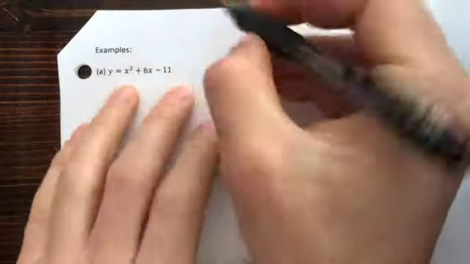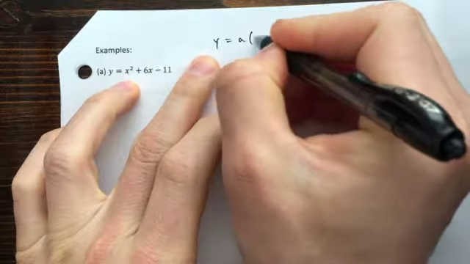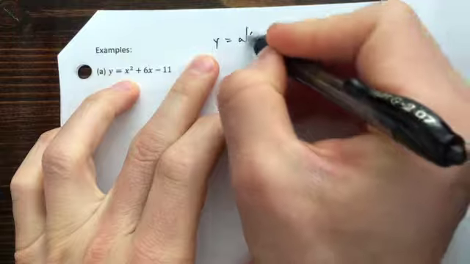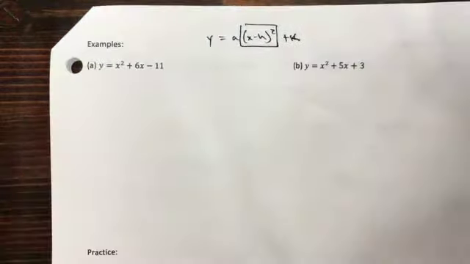So coming over here, we want to put these in vertex form, which is why we're completing the square. Remember that vertex form is y equals a times x minus h squared plus k. So that right there, that's a binomial squared.